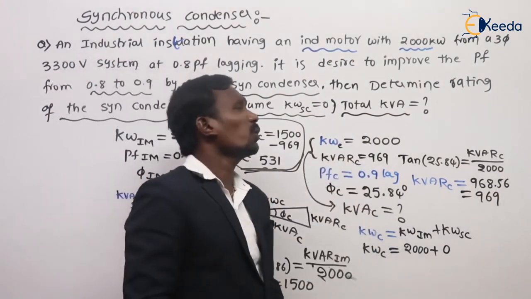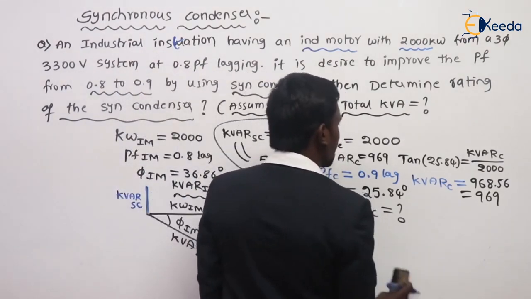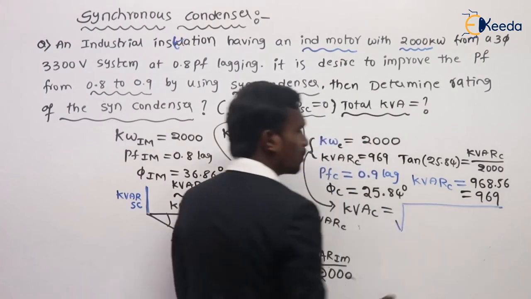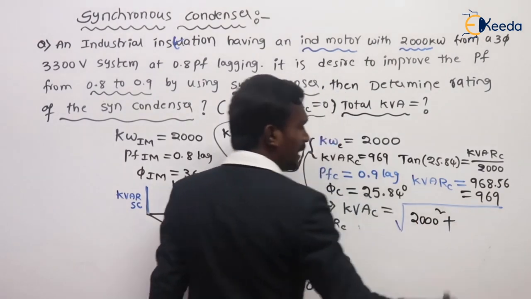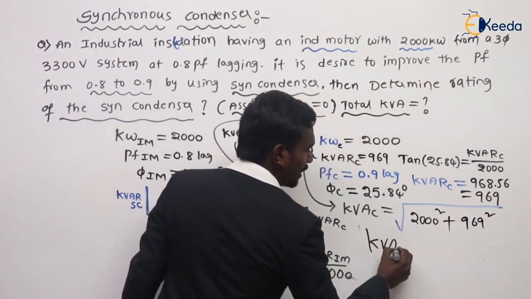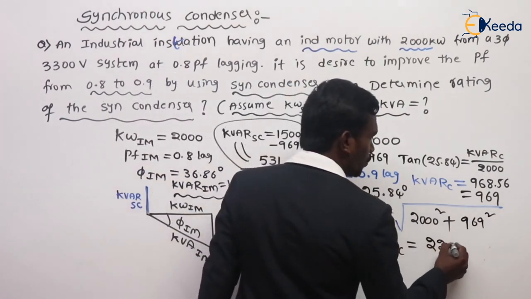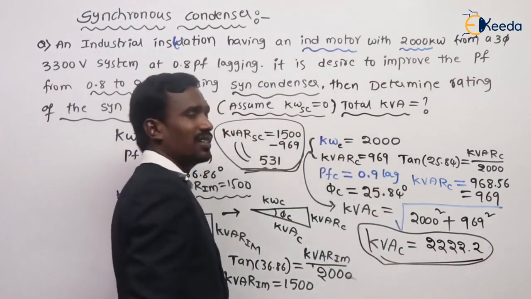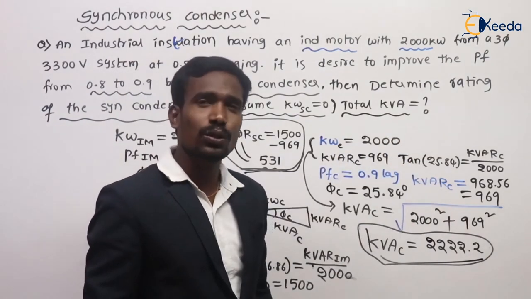What is the next question? The total kVA. How can we find the total kVA? We know the total kW and the total kVAr. So total kVA is equal to the square root of total kW, which is 2000 squared, plus total kVAr, which is 969 squared. If you calculate like this, you will get the combined kVA rating as around 2222.2 kVA. This is the answer. 2222.2 kVA is the combined or total kVA.